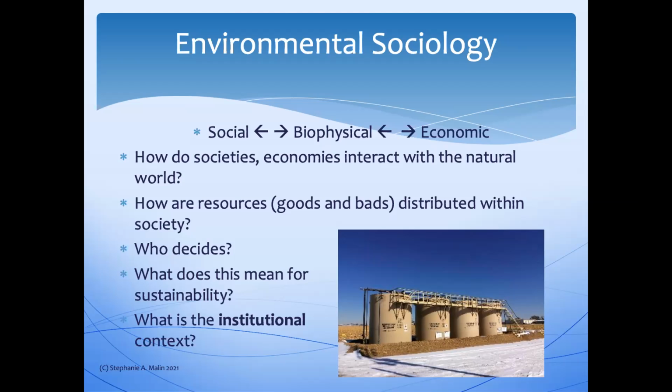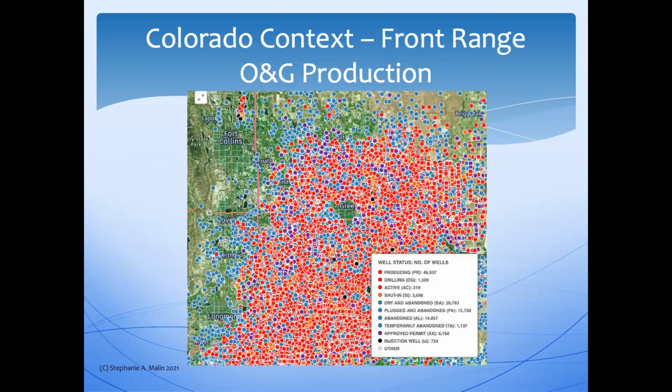And then, like I said, as a sociologist looking at what the institutional context is, you all saw this map, so I won't repeat myself here, but we know a lot of unconventional oil and gas production, which is what I mean by UOG production or ONG production on my slides, is going on all around us.